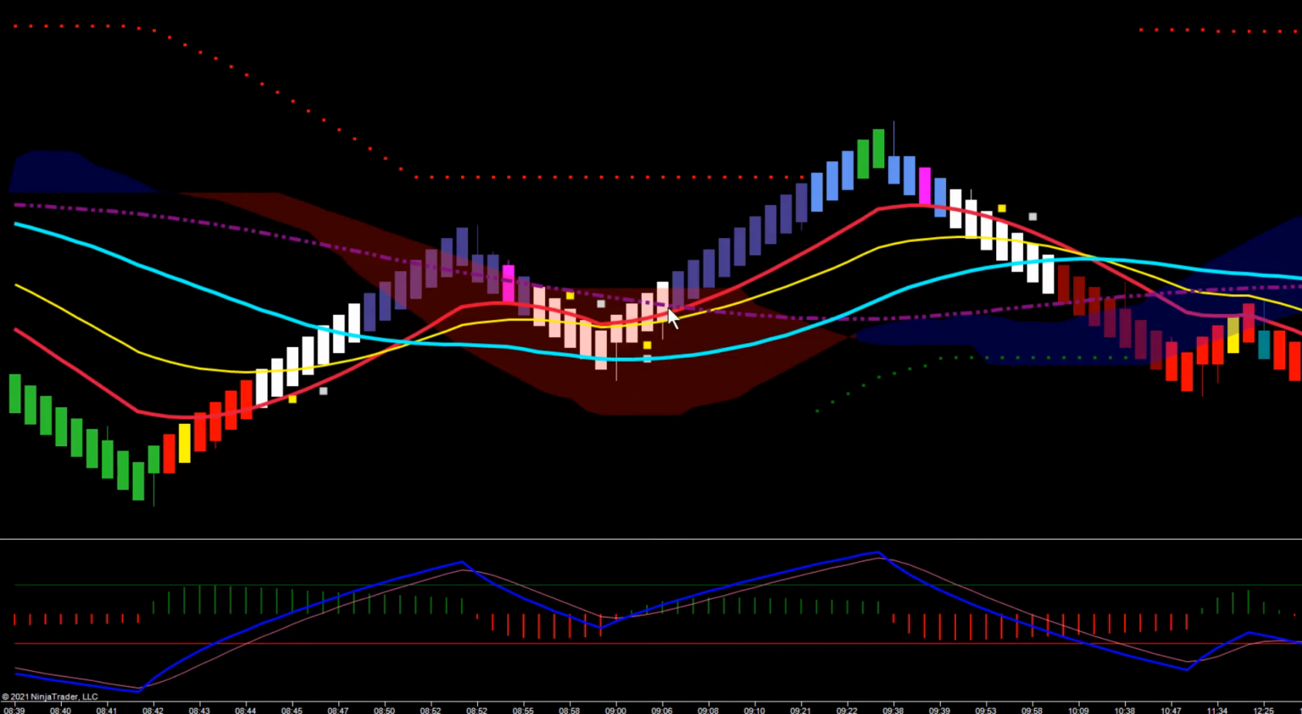So a couple different ways you could have played that. If you actually took the wick out of the cloud, you could have grabbed a little over $500 per contract. Again, just depends on how you're trading it, what your targets are. If you waited for the trend reversal breakout, you still could have grabbed a couple hundred off of that.